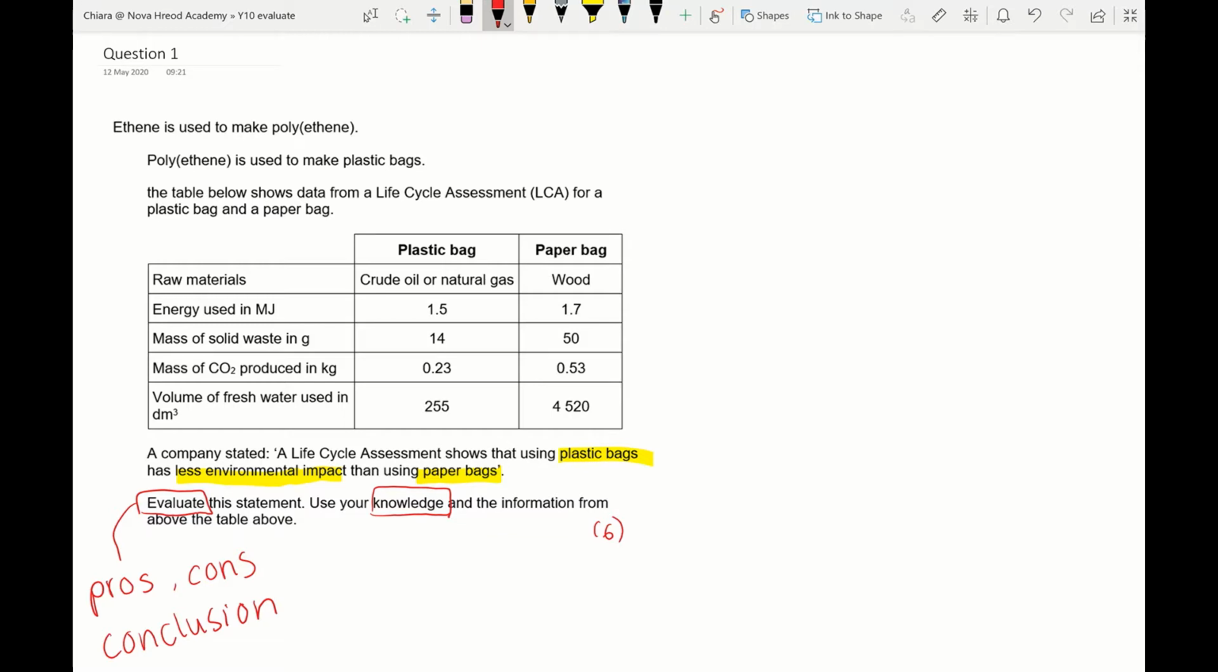Right, so let's have a look at the table. First, let's look at the raw materials. So a plastic bag is using crude oil or natural gas, whereas paper bags is using wood. So what do we already know about crude oil? Well, crude oil is a finite resource. And it's non-renewable.